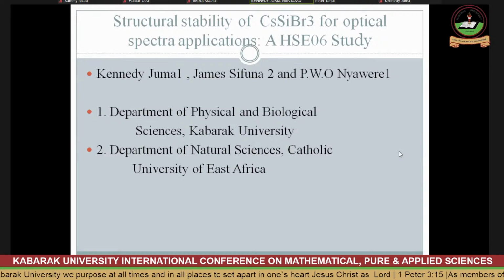I'm looking at the structural stability of lithium silicon bromide for optical spectra applications using the HSE study. HSE simply means the hybrid radical method.